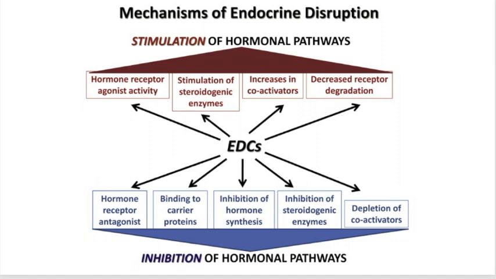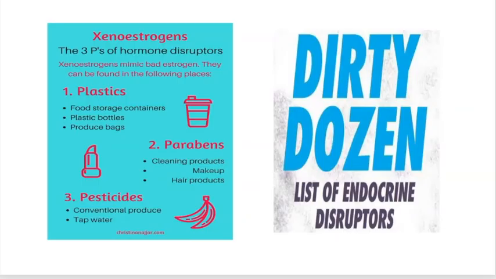The big name things that we talk about, the dirty dozen. So these xenoestrogens, these are hormone disruptors. They basically mimic bad estrogen. So this is where we look at BPA, phthalates, phenols, and parabens are another bad thing. And then pesticides, obviously used in conventional produce, also can be found in tap water. This would be your DDT, 2,4-D, glyphosate.